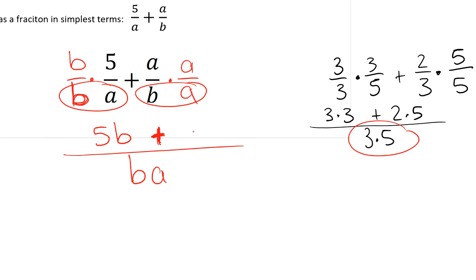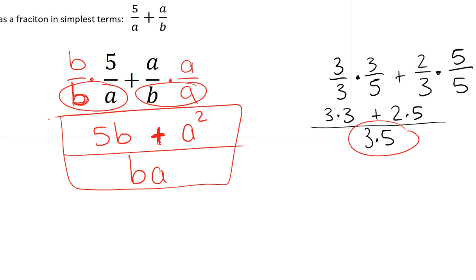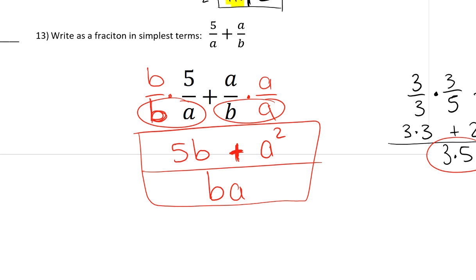What is a times a? Well, we can write it using exponential notation. That's a to the second power. So this is it. We're done. You don't have to reduce it. You don't have to simplify it. It's 5b plus a squared all over b times a. And that's the answer we're looking for in question 13 or a question like that.